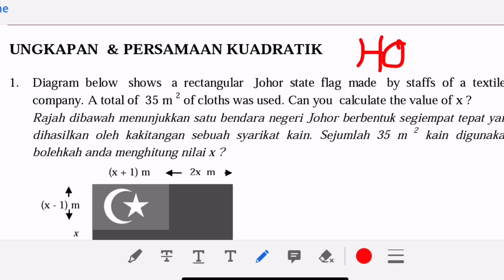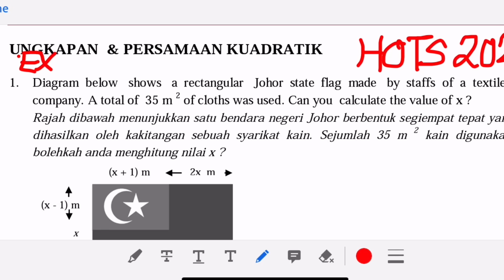Let's read the question carefully. The diagram below shows a rectangular Johor state flag made by staff of a textile company. A total of 35 meters square of cloth was used. Can you calculate the value of x? Okay, so this is a HOTS question because it starts with a story, and then you are given the flag, and the area is 35 meters square, right?